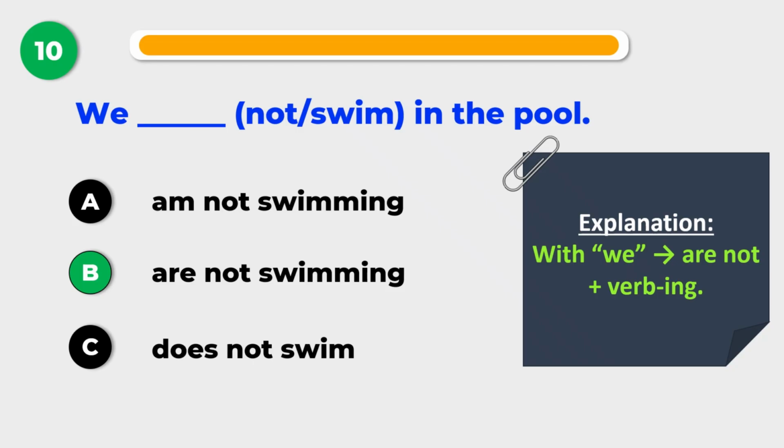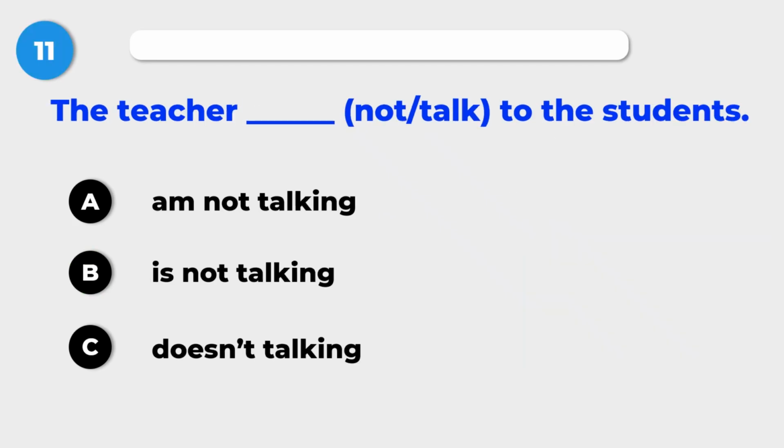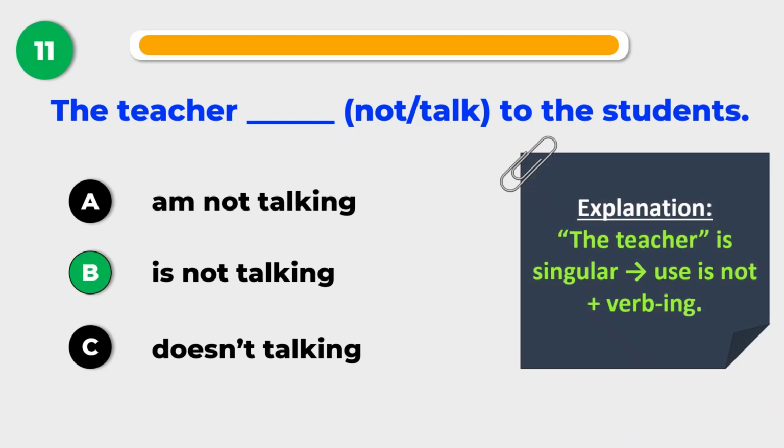Question 11. The teacher dash to the students. The correct option is B, is not talking. The teacher is not talking to the students.